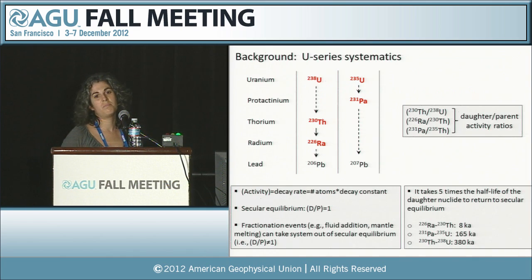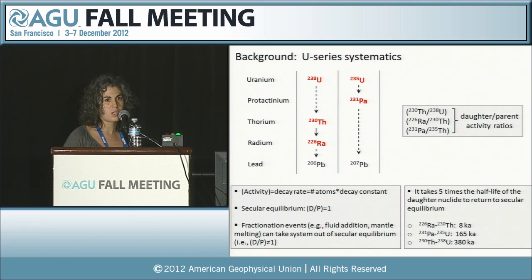So just to give a brief background of U-series systematics for all the non-geochemists, these are two of the U-series decay chains and the relevant daughter nuclides. And what we're interested in is the parent-daughter ratios, or the activities of the nuclides, where the activity refers to the decay rate. Secular equilibrium exists when the daughter-parent ratio is equal to 1.